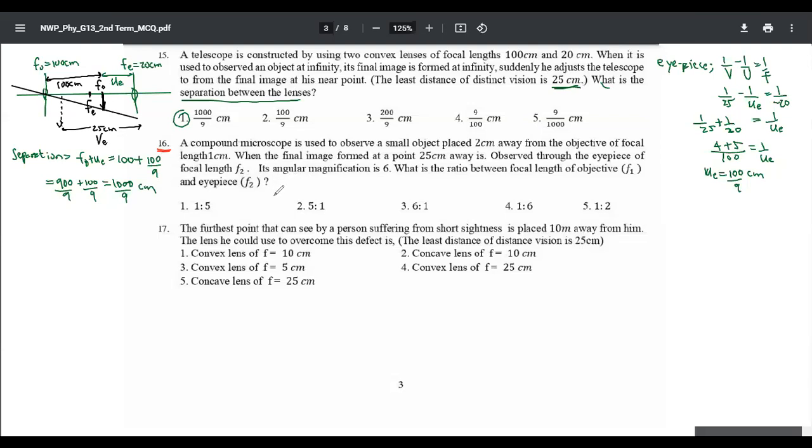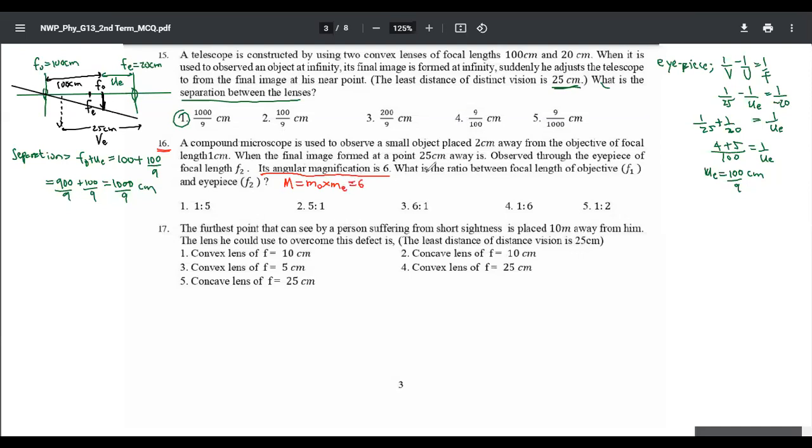A compound microscope is used to observe a small object placed 2 centimeters away from the objective of focal length 1 centimeter. Compound microscope, telescope, then microscope. Good revision. When the final image formed at a point 25 centimeters away is observed through the eyepiece of focal length f2, its angular magnification is 6. The whole microscope's, so capital M, which is equal to MO into ME, is equal to 6.